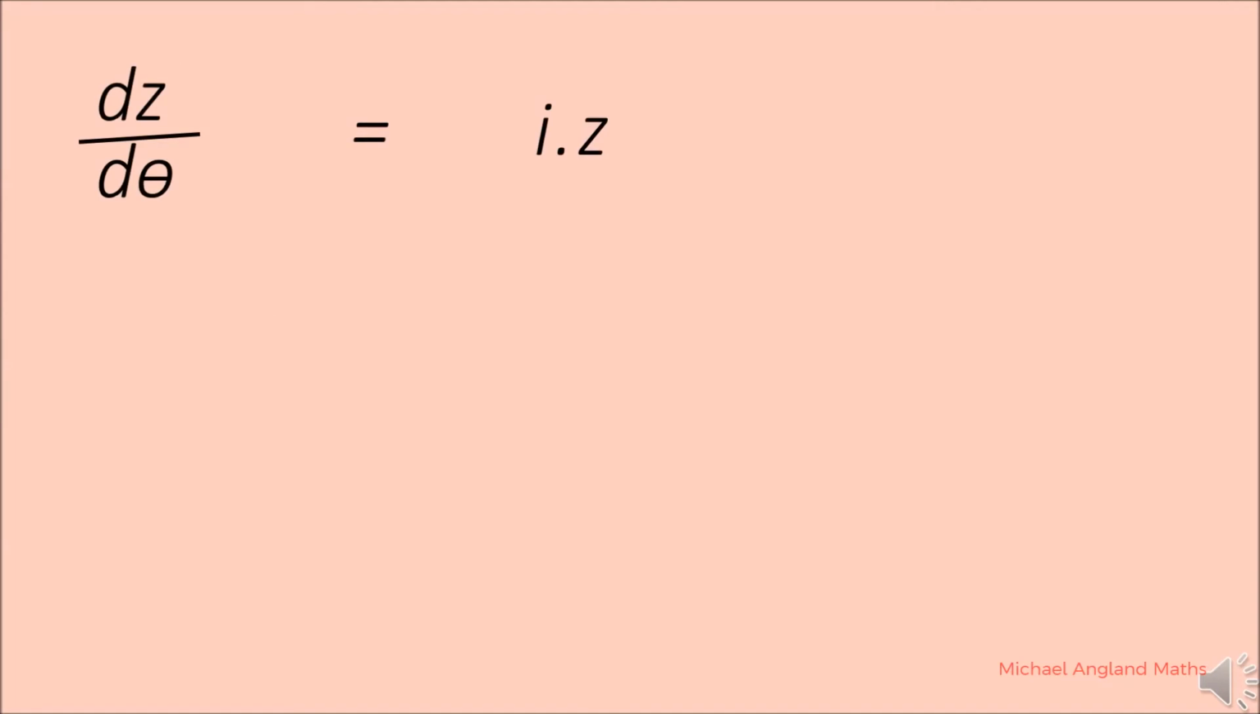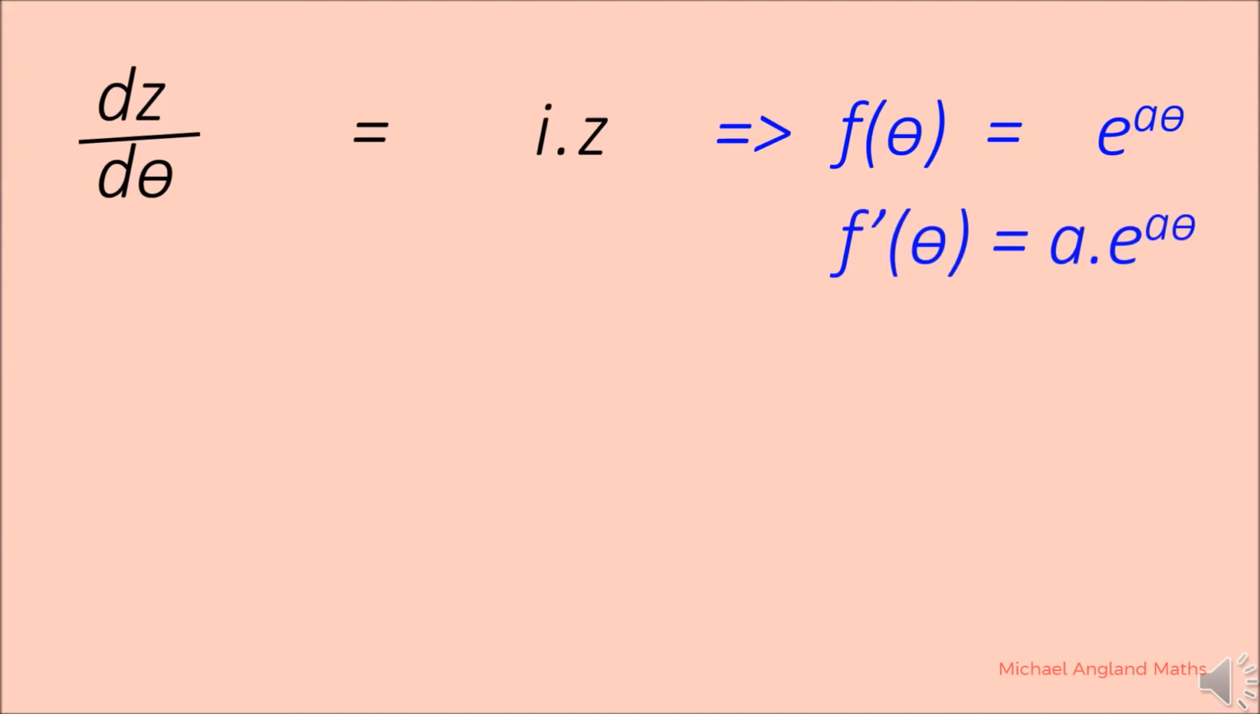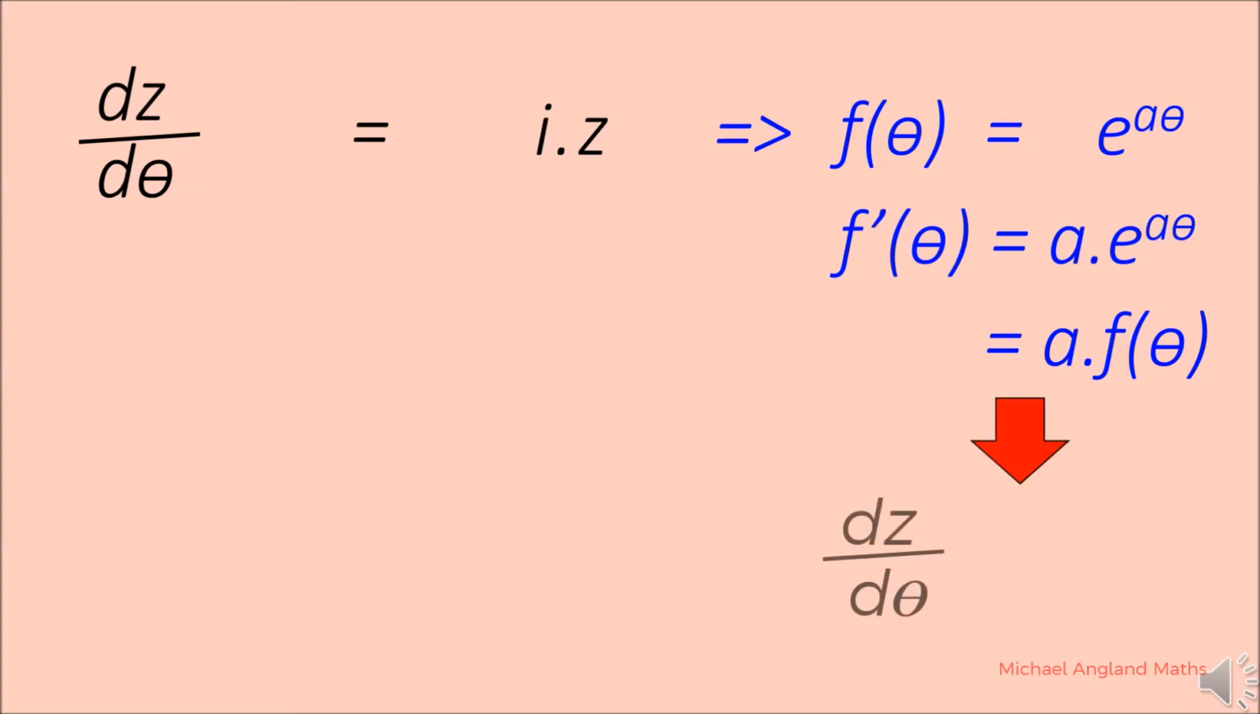Continuing on with the last point from the previous slide, we notice that if we have the derivative of a function being equal to some multiple of that function, then we can write the original function as an exponential. So, for example, if we have f of theta equals e to the a theta, when we take the derivative, f dash theta, we get the coefficient multiplied by the function, a e to the a theta, which is equal to a times f of theta. So that applies here to the left. On the left we have dz on d theta is equal to iz.